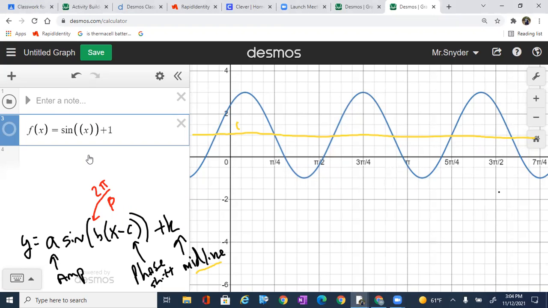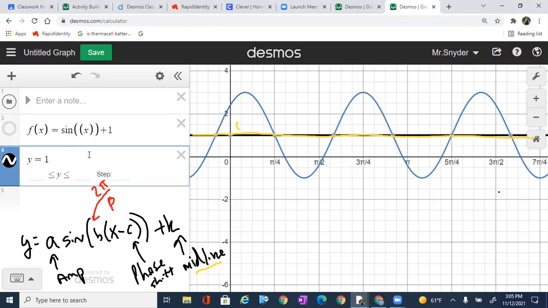One thing that I like to do to make my life a little bit easier is I like to go ahead and type in the midline. And that's going to help me with intersections later on. So there you can see it in black. There's our midline.